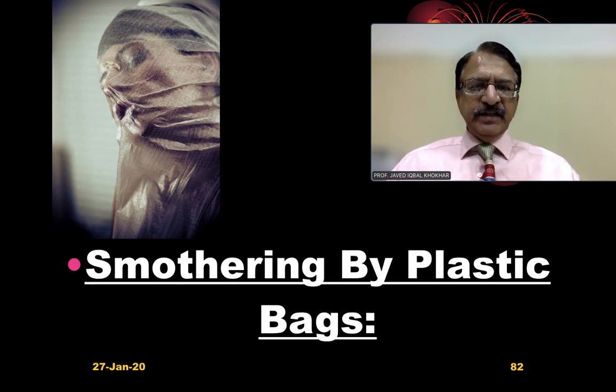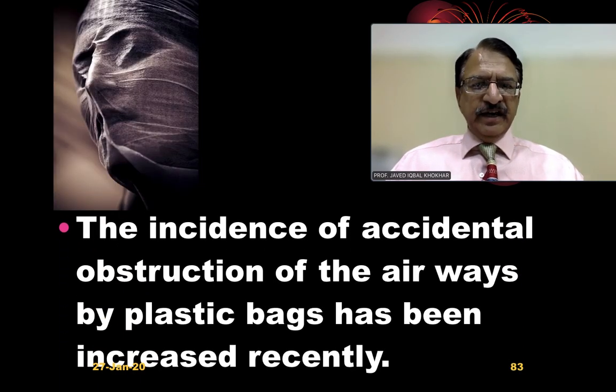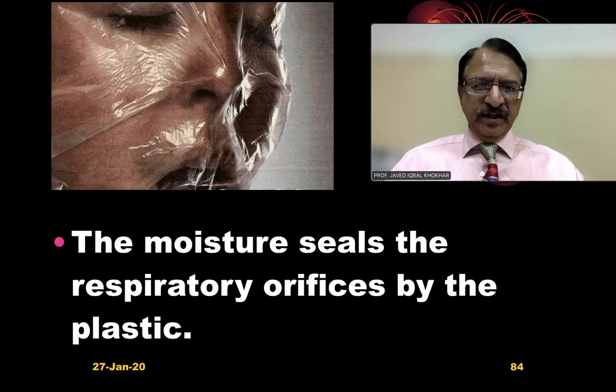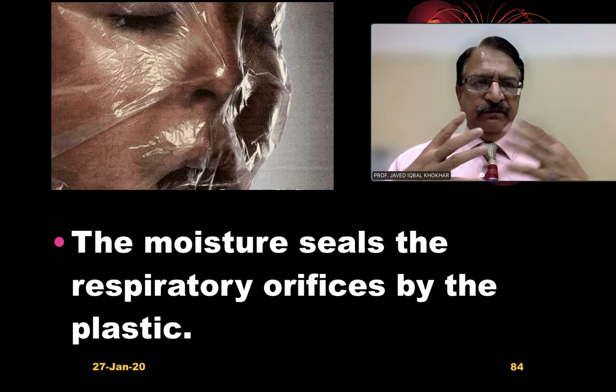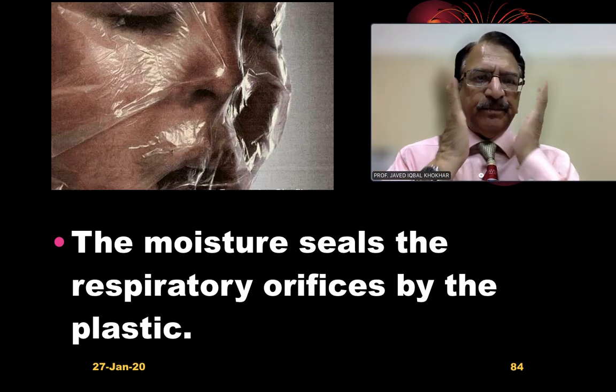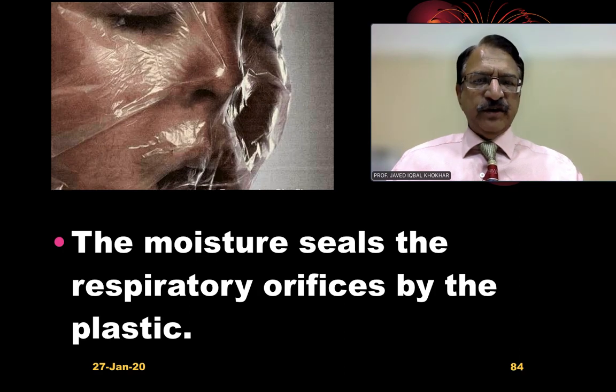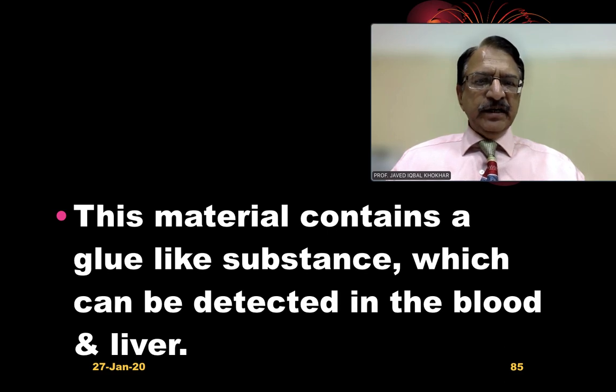Now we'll discuss smothering by plastic bags. The incidence of accidental obstruction of the air passages by plastic bags has increased recently. The moisture seals the respiratory orifices with the plastic. When children accidentally cover their face, with the moisture of the breath, it clings. It sticks to the face and the orifices, and the orifices get blocked. And the glue-like material will be detected in the blood and the liver when you examine them.